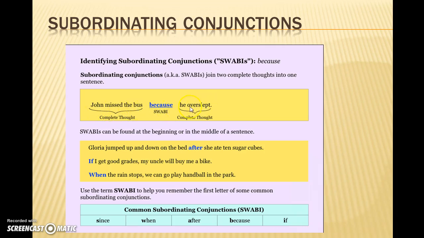John missed the bus because he overslept. But if it comes at the beginning of the sentence, if I get good grades, my uncle will buy me a bike. If I get good grades comes at the beginning of the sentence, we need a comma after the dependent clause. Or when the rain stops, we can go play handball in the park.